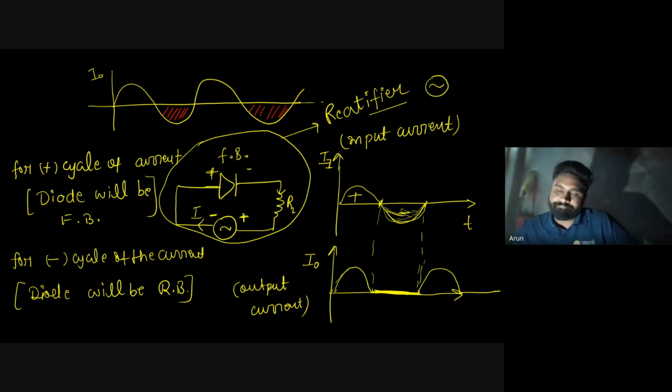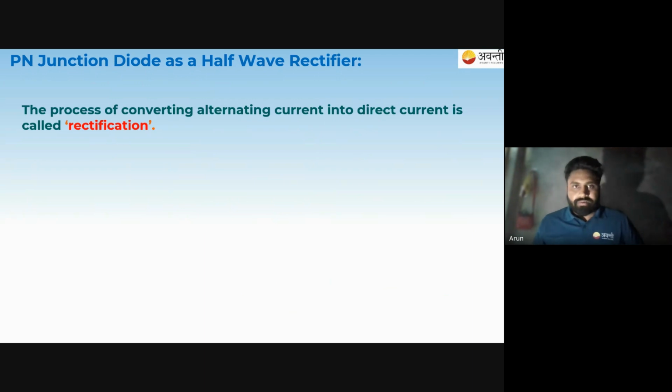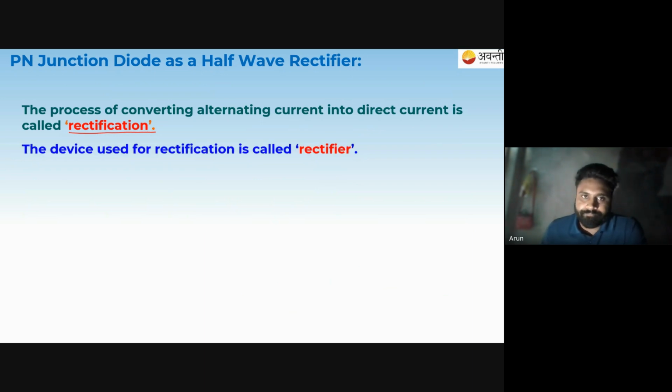Now, to make it more understandable to you: the process of converting alternating current into direct current is termed as rectification. What does it call? It is called rectification. And the device which is doing this task is termed as rectifier. The device used for the rectification is called rectifier.